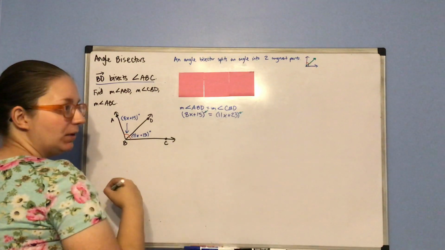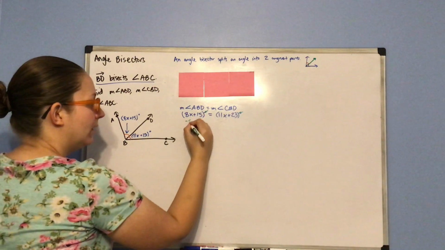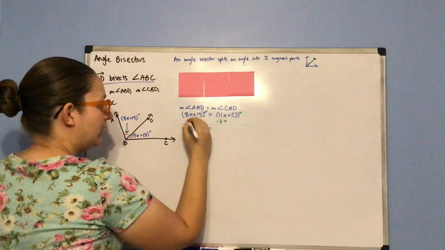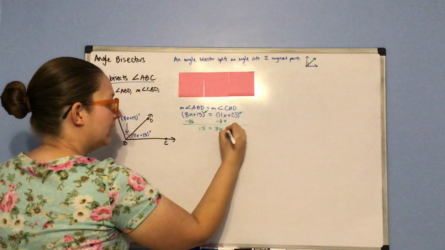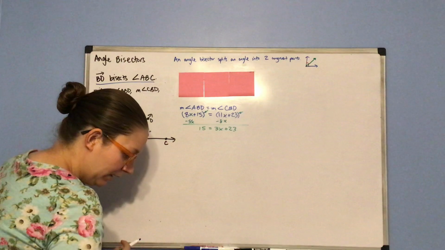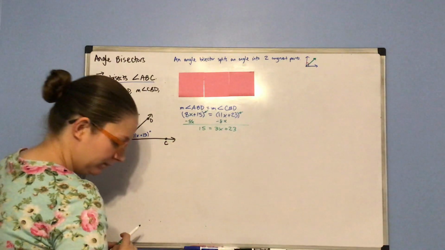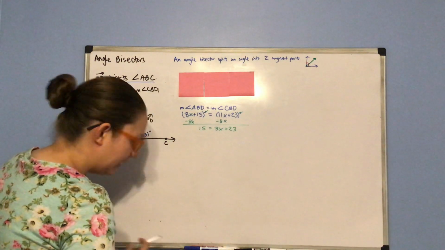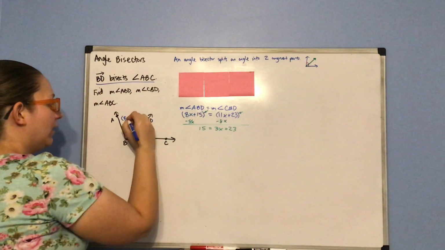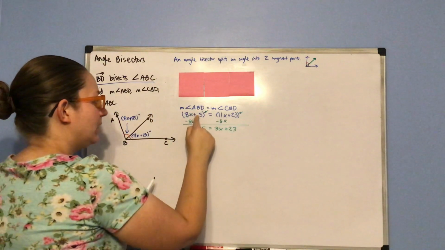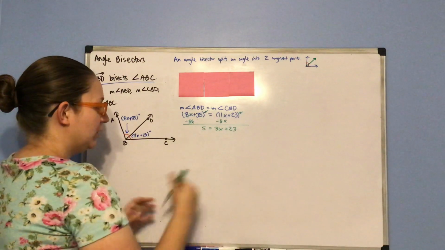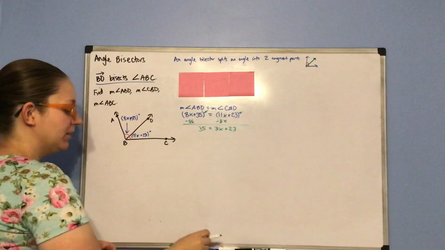We need to get our x's on one side of the equation and numbers on the other. I'm going to start by subtracting 8x. I get 15 equals 3x plus 23. From here, that should be an 8x plus 35. I wrote this down wrong initially. This should be a 35 here. So instead of 15 here, we're going to have a 35. It will make this problem work much more nicely, I promise.